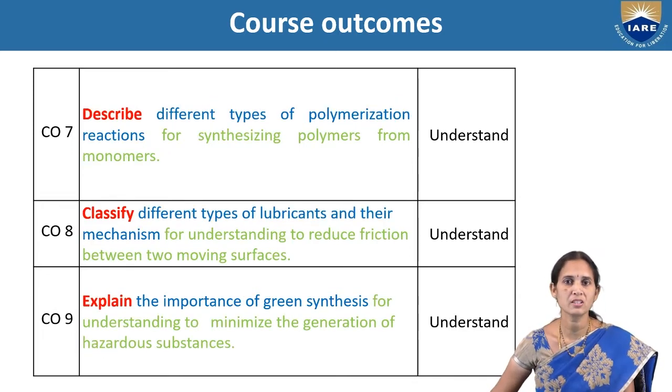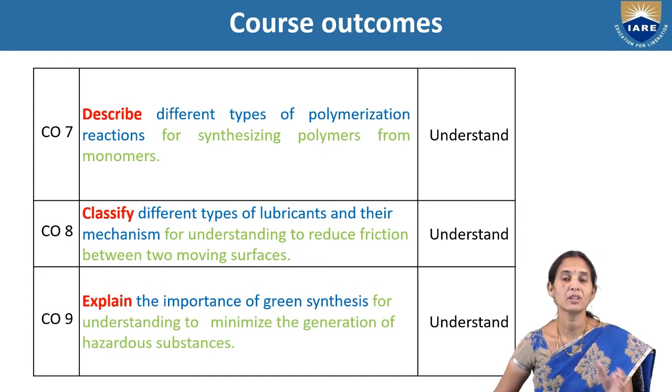CO7: describe different types of polymerization reactions for synthesizing polymers from monomers. So here we can go for preparation of the polymers by taking different mechanisms. Students understood here about different types of polymerization. So we wrote here understand.